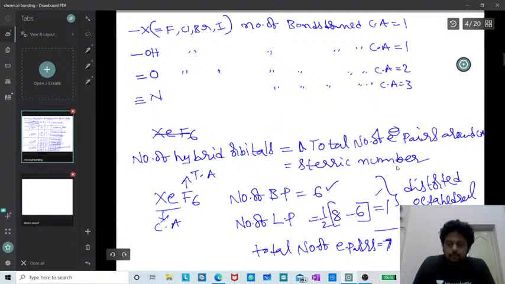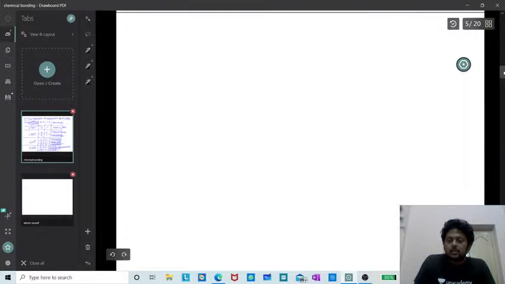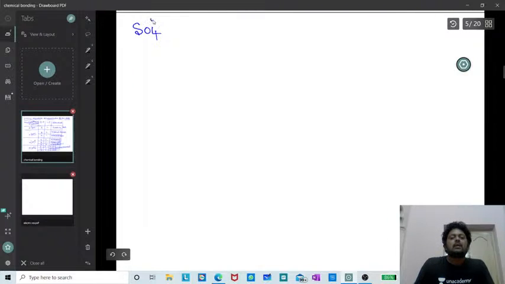Okay. Next, for example, if you go with the SO4 2- ion, the sulfate ion. What is its structure? What is its hybridization? In SO4 2-, the central atom is sulfur and the terminal atom is oxygen. How many bonds can the terminal atom form? 2 bonds. I have already given that information.